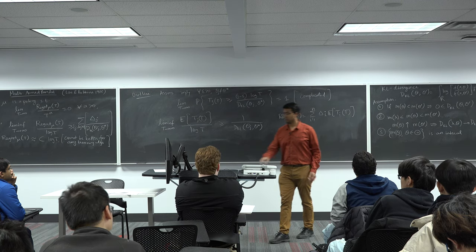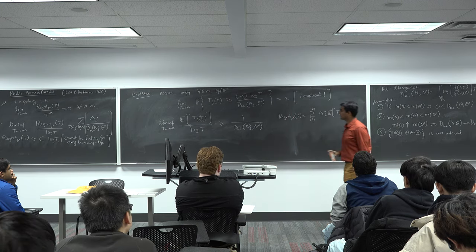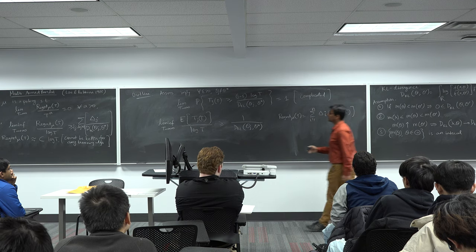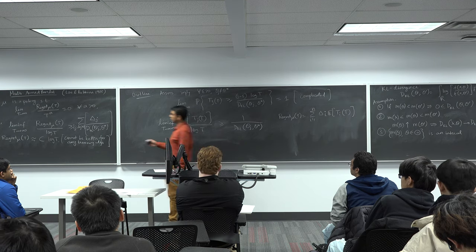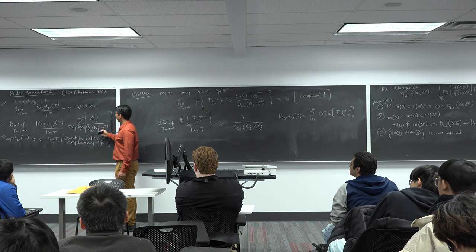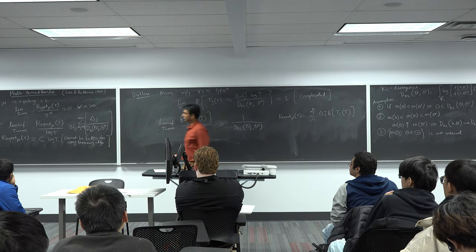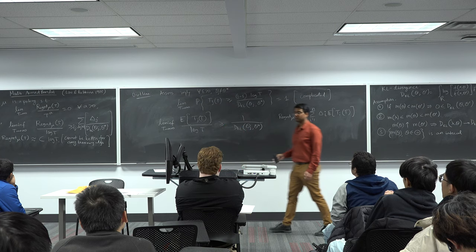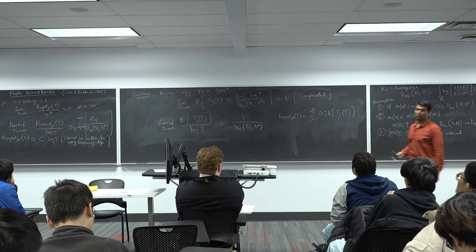Now we have to talk about the second question, which is, how do I achieve this particular regret? What sort of policy mu should I pick so that I can achieve this lower bound that we have derived? Any questions so far?